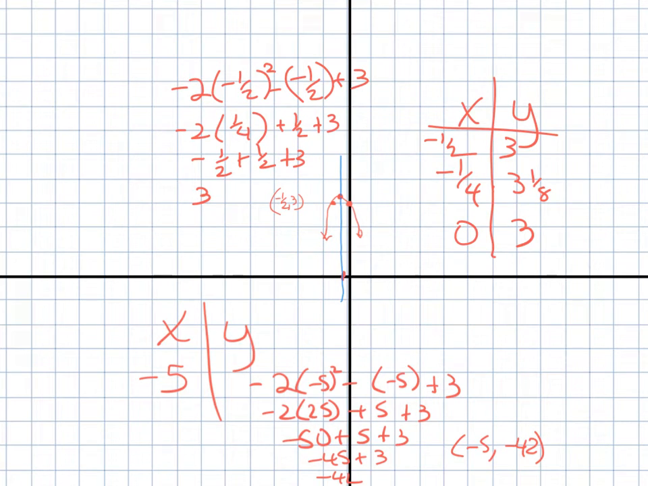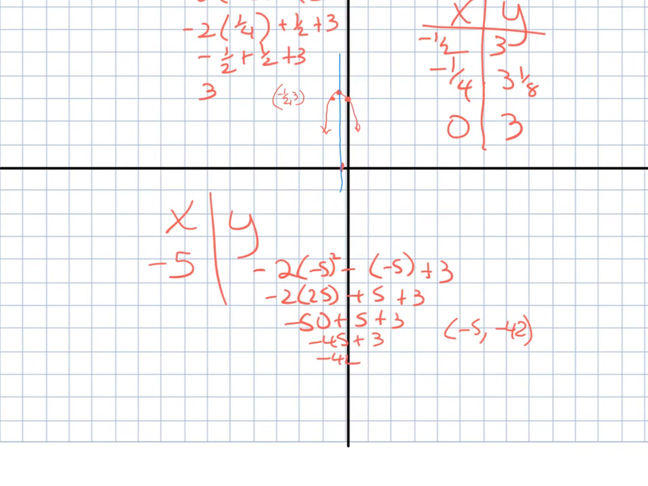Does that make sense? So again, when you're doing the table, just pick a number smaller than the x of the vertex, and then pick another number that's larger than that. And that way you'll get the left side and the right side of the U shape.